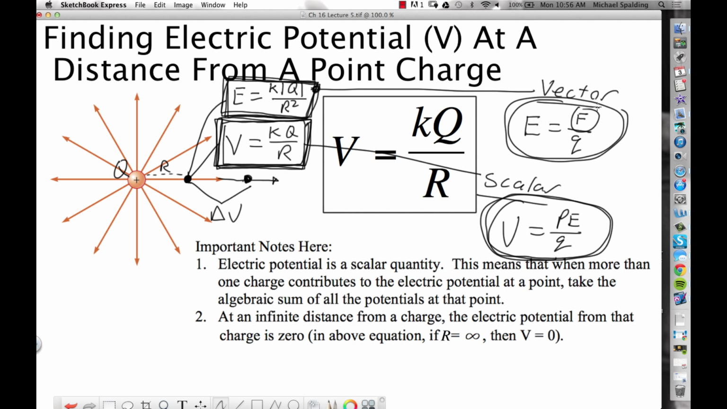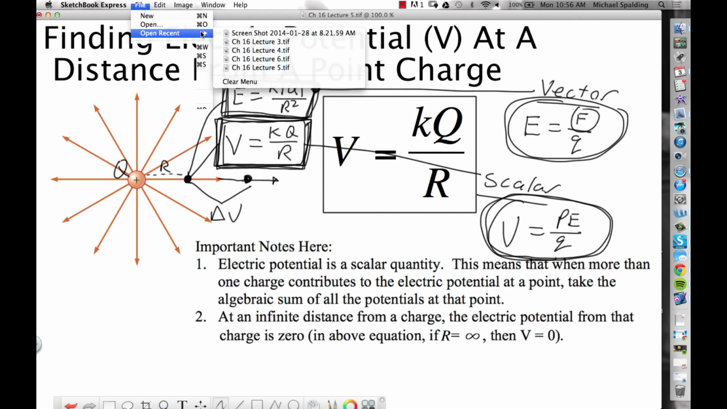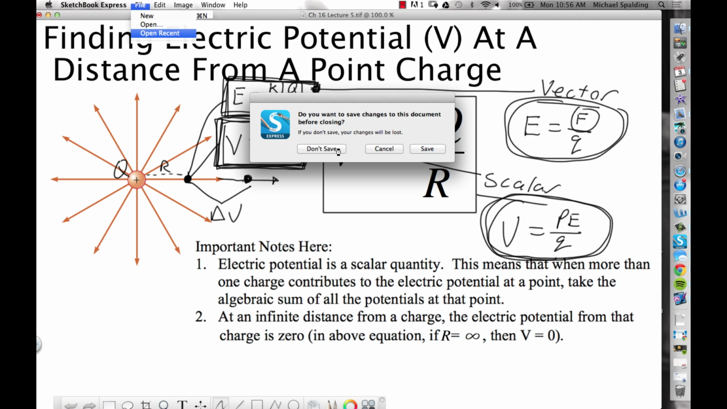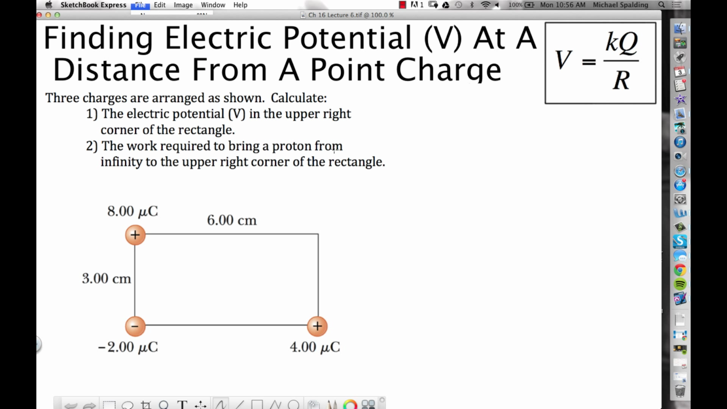So what does this mean? It means, okay, so let's go to the next screen. When you have a situation like this, this is our last screen, then we're done. So if you have a situation like this, here you have 3 charges at the corners of a rectangle. What this question wants you to do is find the electric potential V at that corner, okay? Is this going to be a big old hassle to do? Because electric potential is scalar. What do you do with quantities that are scalar? All you have to do is literally just add them up and you're done.